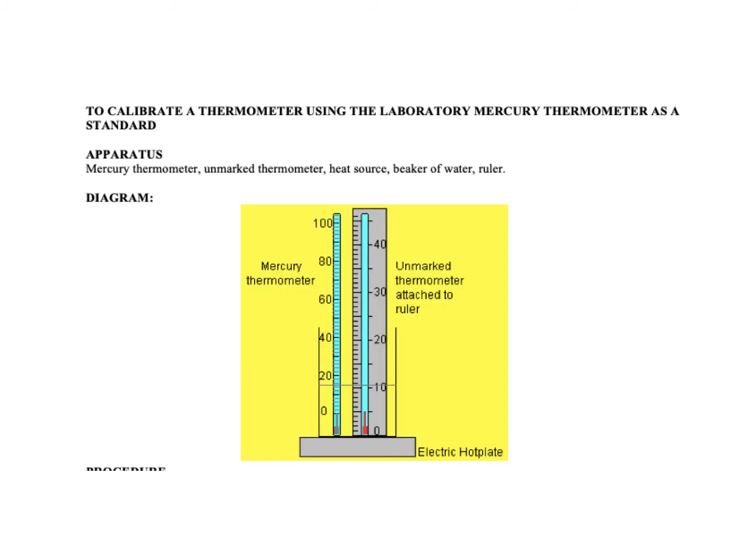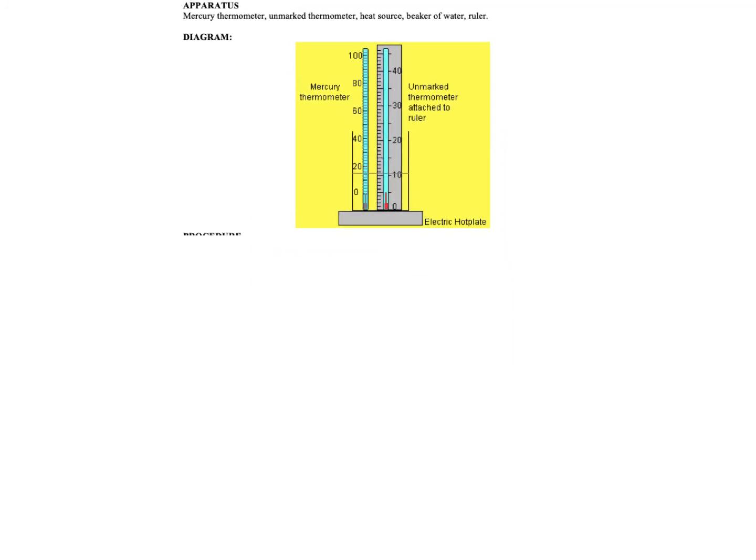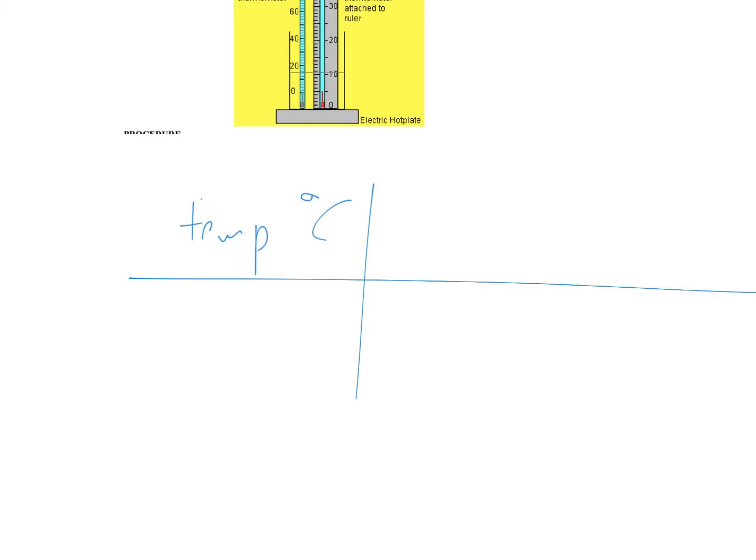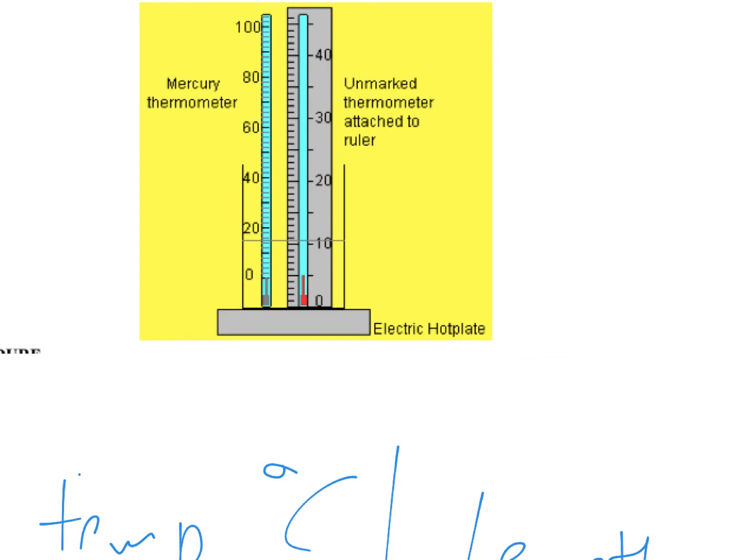Okay, so this is an experiment that we did. It's pretty straightforward, to be honest. We get an ungraduated thermometer. You can see this thermometer here has no markings on it, but this one does. What we do is we increase the temperature using this electric hot plate, and then at a bunch of different temperatures, we have temperature measured in degrees Celsius, and we had the length of liquid in this thermometer here.